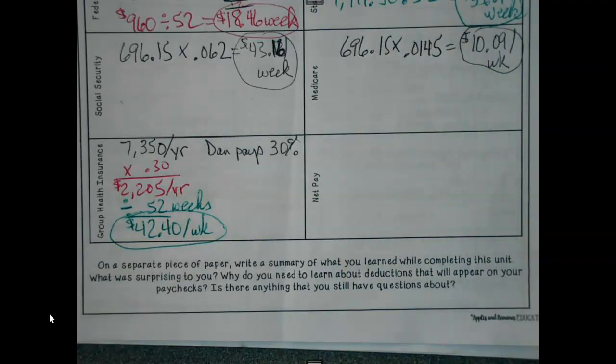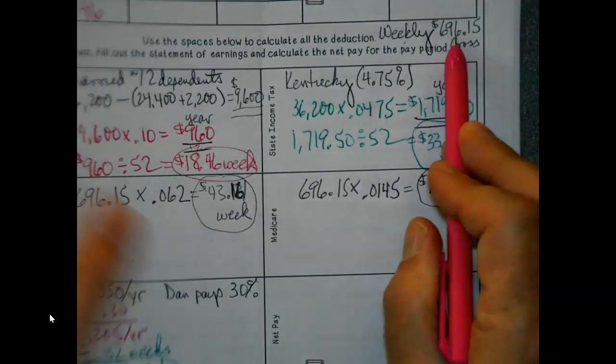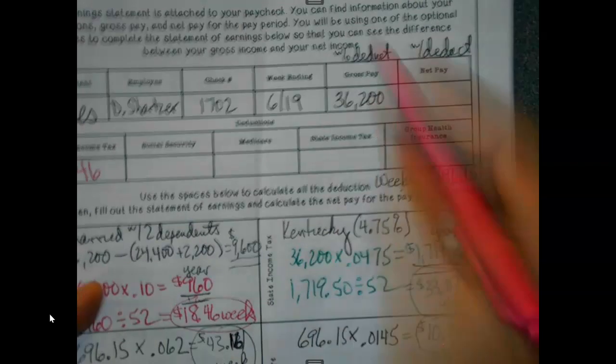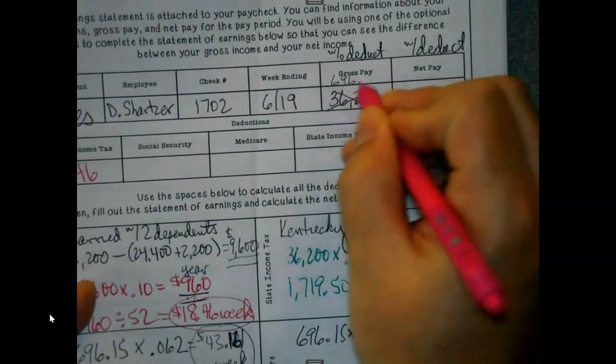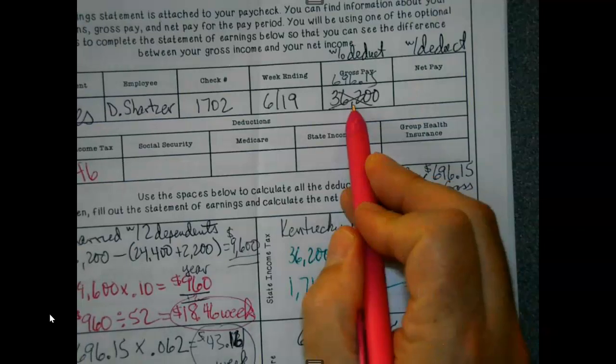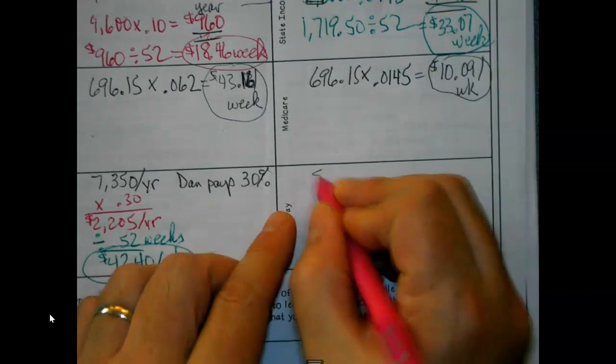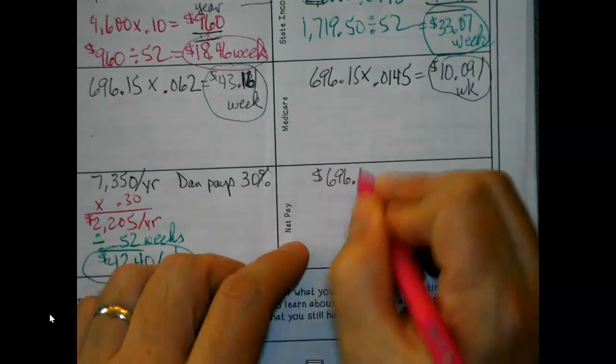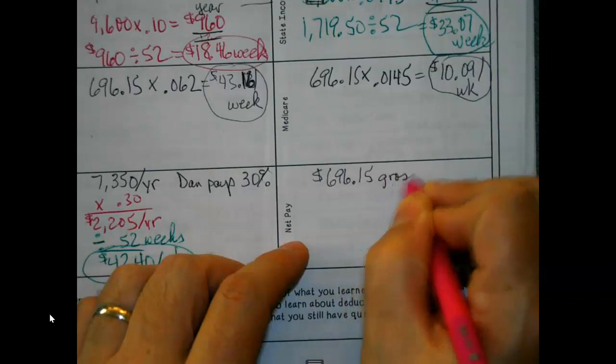So we're finally ready to rock and roll here. What we're going to do to get our net pay, how much money is actually going to be in our paycheck this week, is take our weekly gross, this $696.15, which should have been the number I put here. I bet you Daniel will be really excited if his check this week gross was $36,000. I know I'd be excited. So $696.15 is my gross pay.